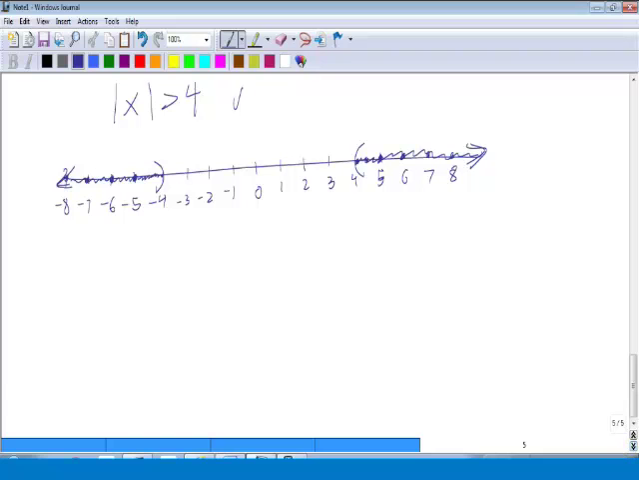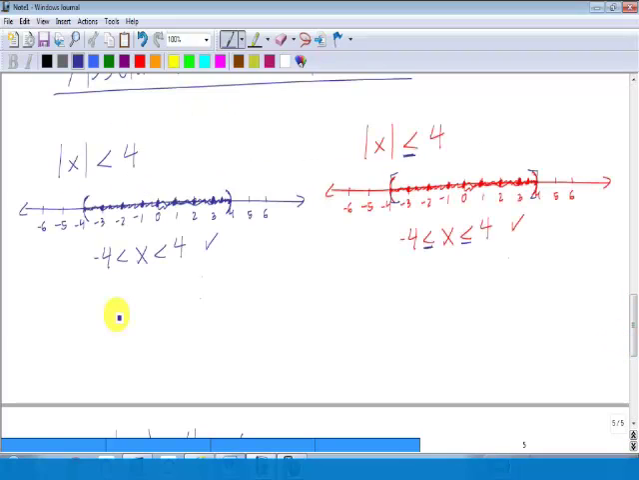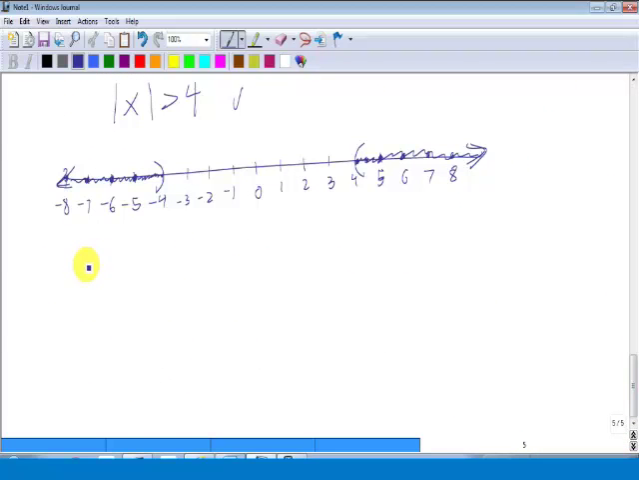Yes? I don't mean to jump ahead. Oh, I'm jumping ahead, so I'm sorry. When the absolute value is less than a number, is that like an and statement? It is an and statement. It's -4 is less than x, and x is less than 4. It is exactly like an and statement. If it's greater than, it would be an or. Is that correct? Yes. X is less than -4, or x is greater than 4. That's like an or statement. It's exactly like an or statement.